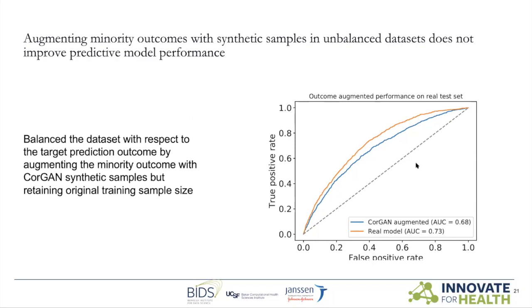Unfortunately, here either, the performance actually went down. The real model with the unbalanced data is shown in orange with an AUC of 0.73. For the CorGAN augmented, it actually went down a little bit, to 0.68. So again, it would be interesting to see what would happen if this was a much smaller data set, but also it seems like we need to do a little bit more work on improving the quality of the CorGAN samples, perhaps to see increased performance.